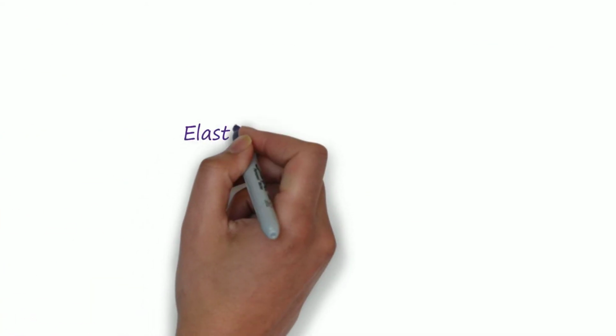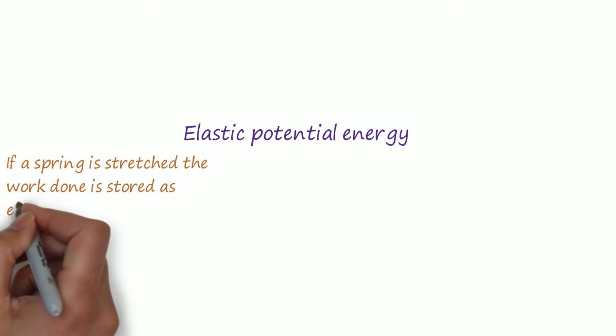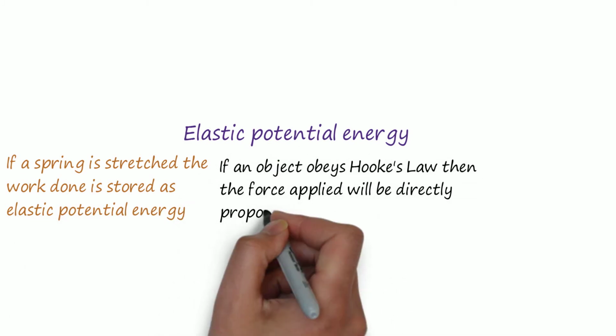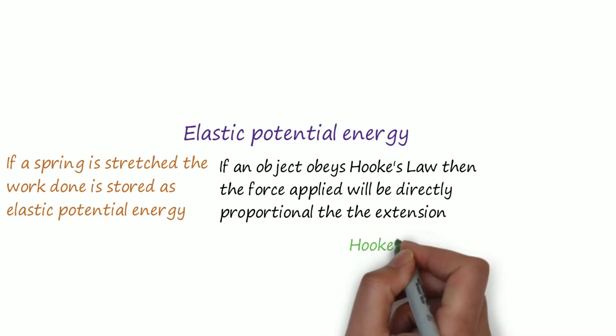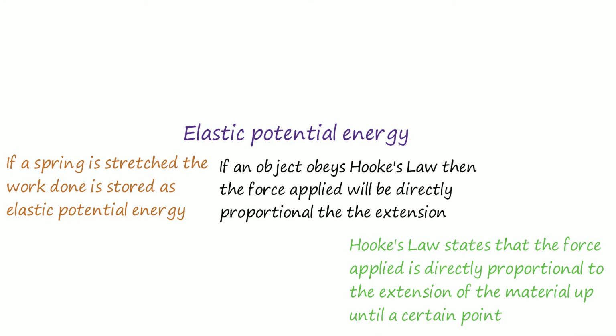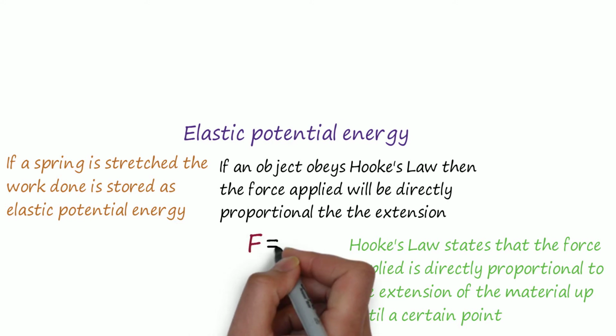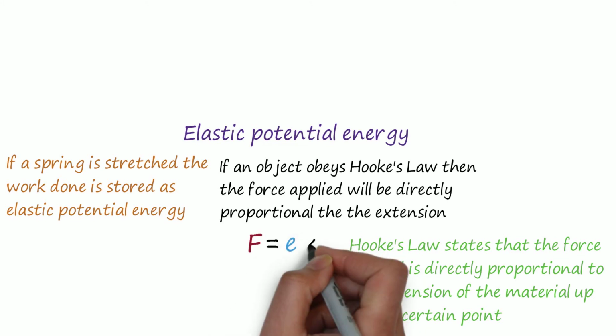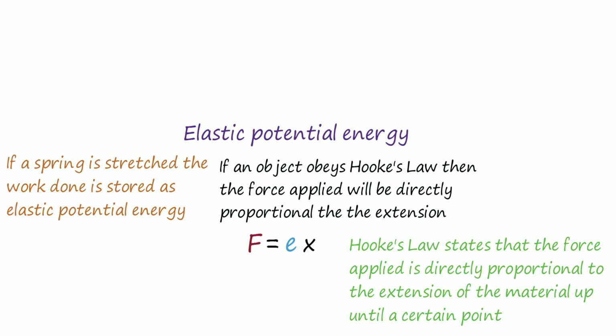The final type of energy store we're going to look at today is elastic potential energy store. As we already know, when we stretch a rubber or a spring, the work done is stored as elastic potential energy. If the material obeys Hooke's law, then the force applied will be directly proportional to the extension. Hooke's law states that the force applied is directly proportional to the extension of the material up until a certain point. As an equation, force equals extension multiplied by the spring constant. The spring constant is different for each material.